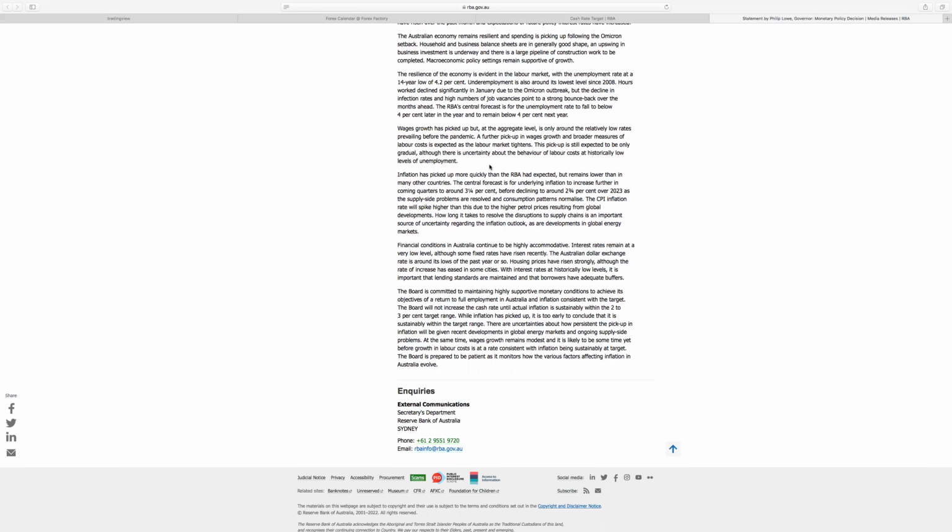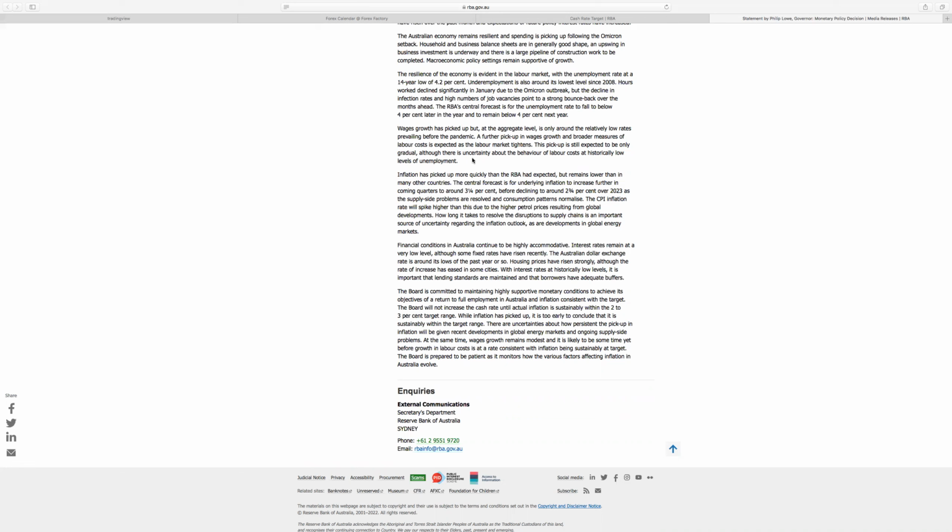Wages growth has picked up, but at the aggregate level it's only around the relatively low rates prevailing before the pandemic. A further pickup in wages growth and broader measures of labor costs is expected as the labor market tightens. This pickup is still expected to be only gradual, although there's uncertainty about the behavior of labor costs at historically low levels of unemployment.